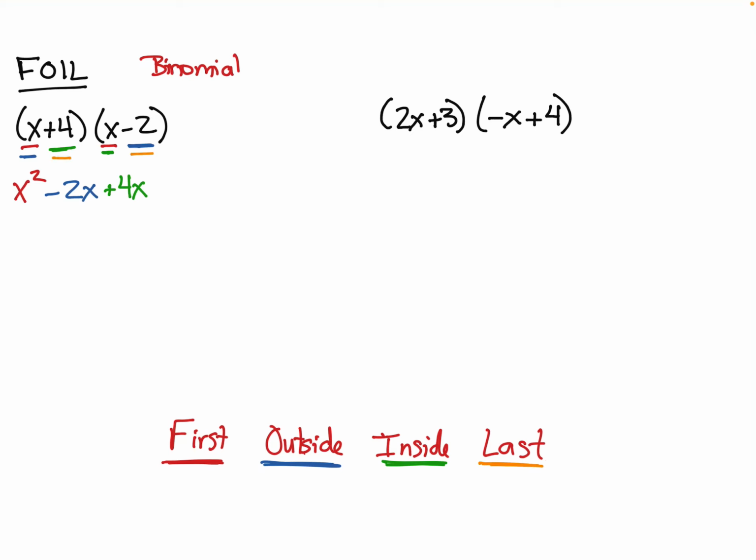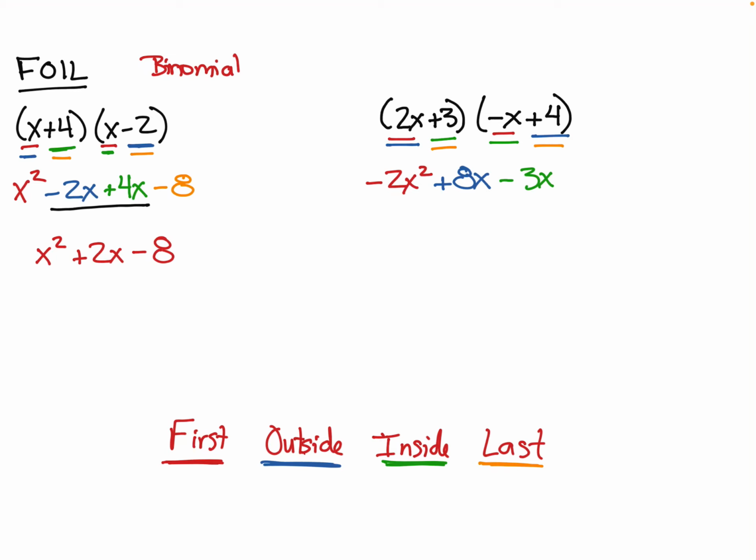Next one, same thing. First, we're going to start with the first 2 terms. So 2x times negative x gives me negative 2x squared. Outside terms, 2x by 4, so that gives me plus 8x. Inside terms, 3 times negative x, negative 3x. And last terms, 3 times 4, plus 12.